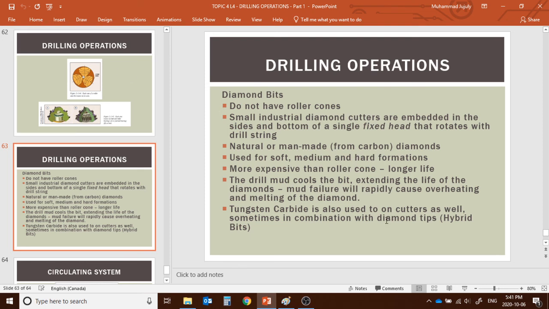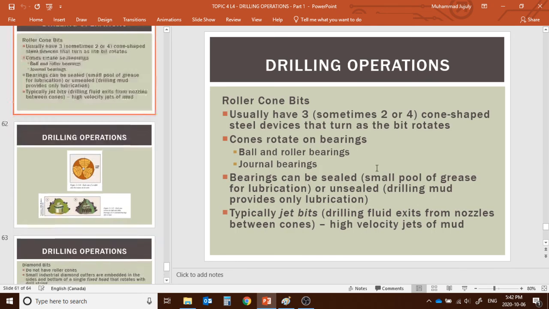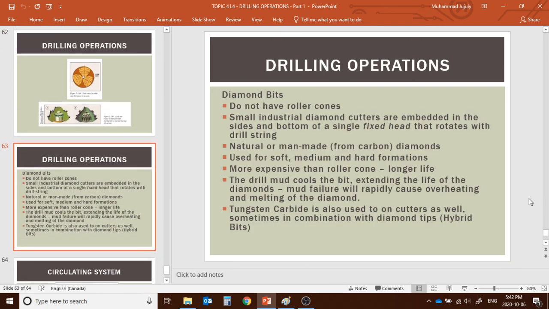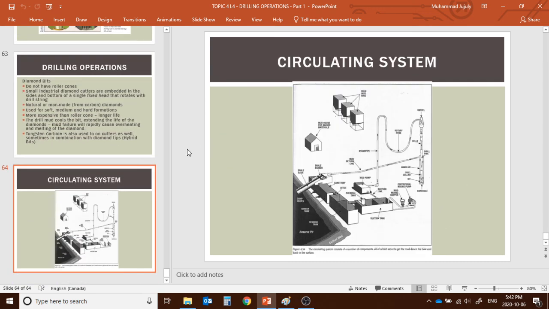And it extends the life of the diamond. This is very important. If we cannot maintain the properties of the drilling mud and the flow rate of the drilling mud properly, then mud failure will rapidly cause overheating and melting of the diamonds. That will be a disaster, and it can jeopardize the whole operation. Tungsten carbide is used on the cutters. Sometimes a combination with diamond tips is used.